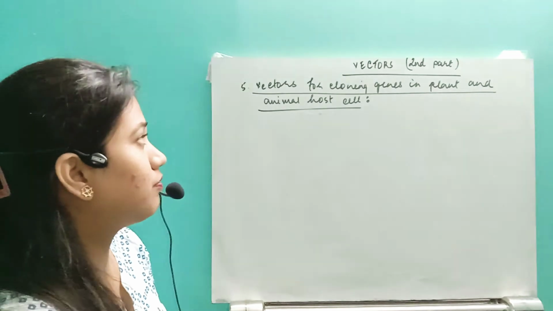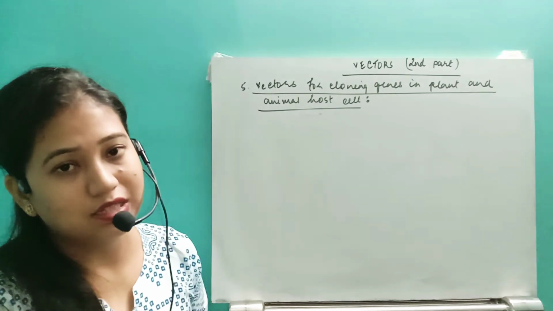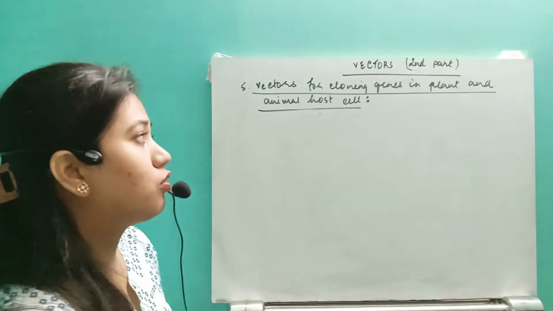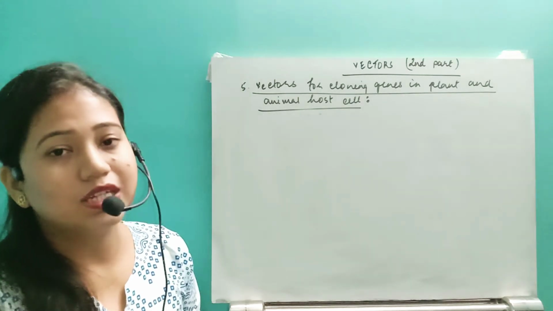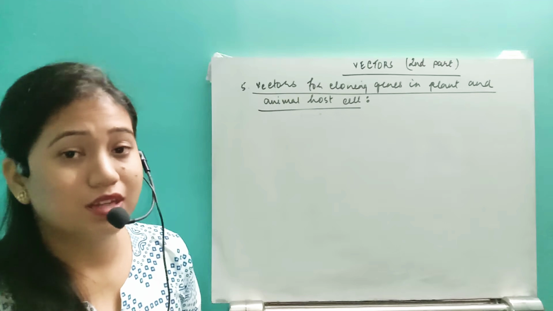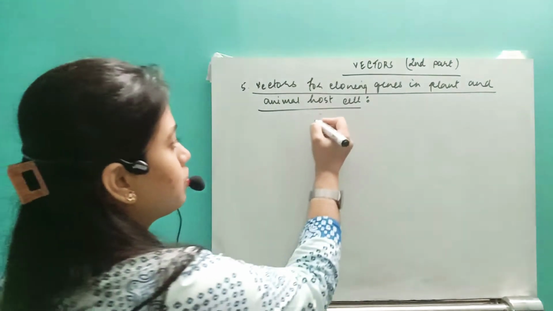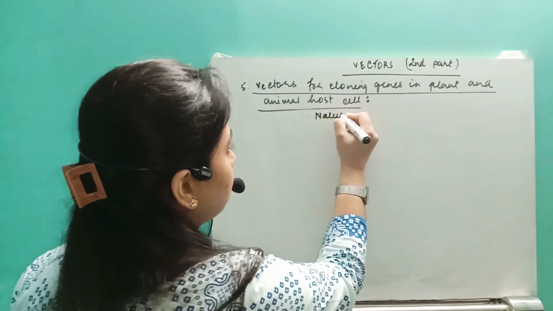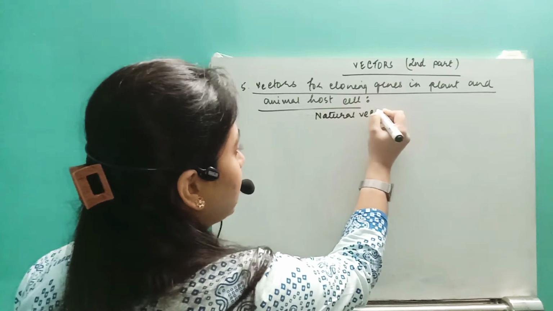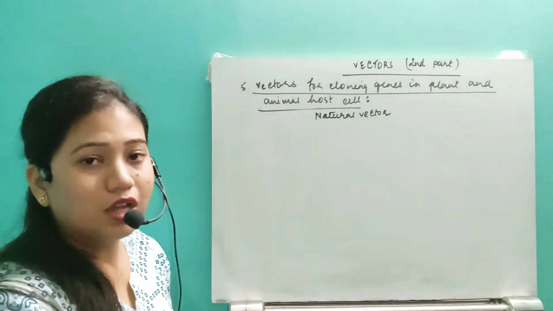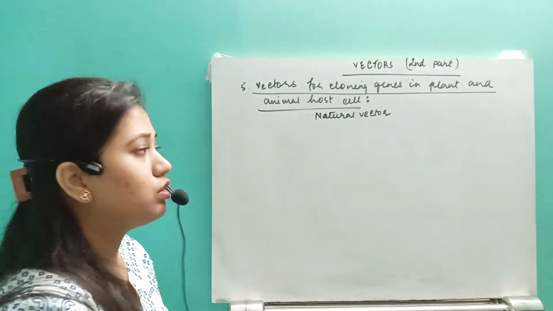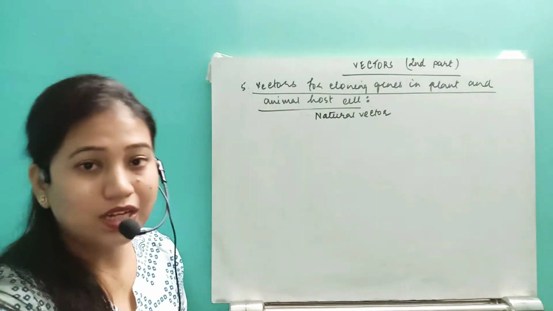The next part, the fifth part, we need to know is the vectors for cloning genes in plant and animal host cells. So just see, there is a vector known as a natural vector. This natural vector has the capacity to transfer genes into the host body naturally.